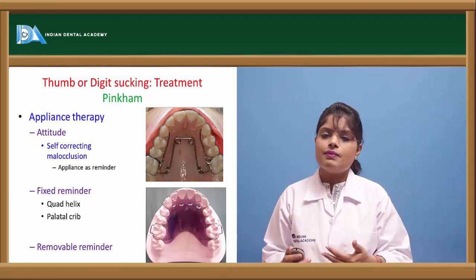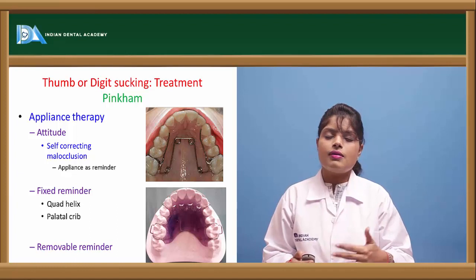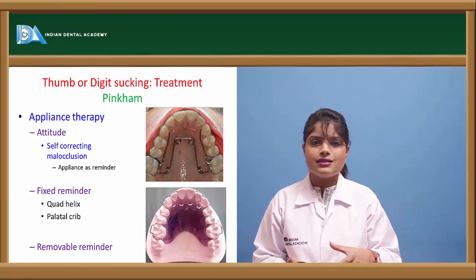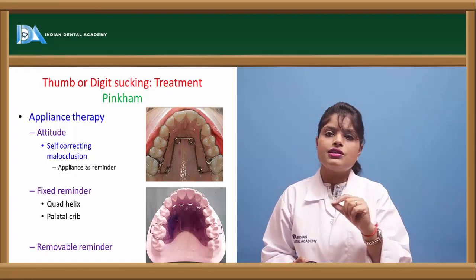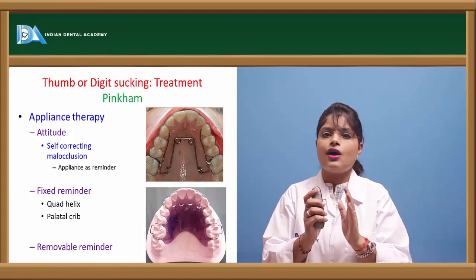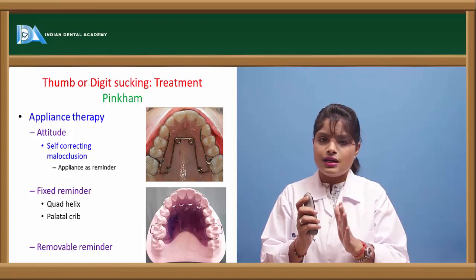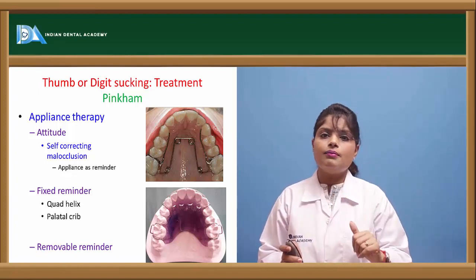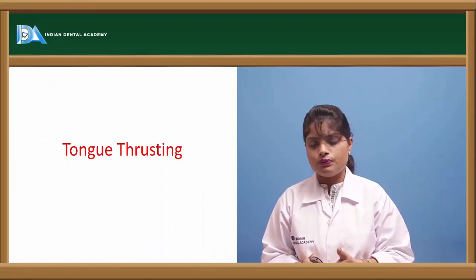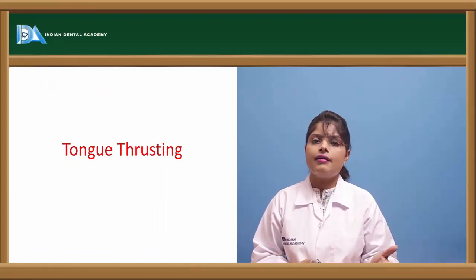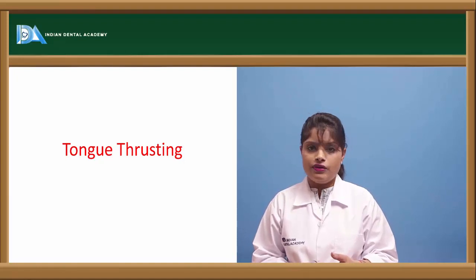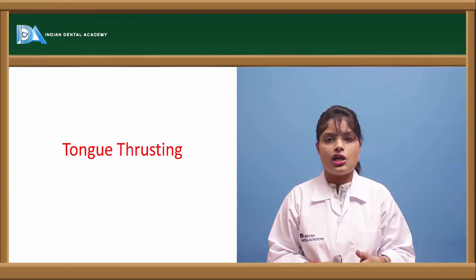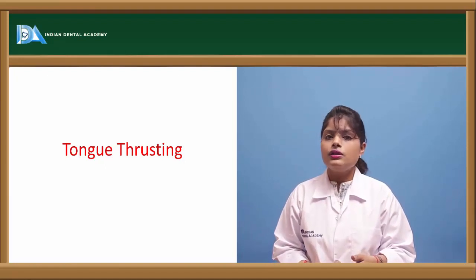So appliance therapy, as I have already told, is a fixed appliance therapy which consists of the quad helix. There are various types of helix which help in expansion of the arch, which is narrowed by means of thumb sucking, and the palatal crib will prevent the child from placing the thumb in the mouth. So this was the entire etiology, the clinical features, and the treatment and management of the thumb sucking habit in the child. Now we come to tongue thrusting.